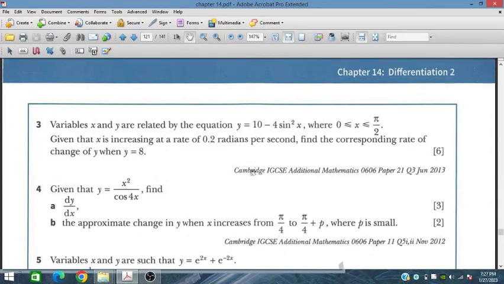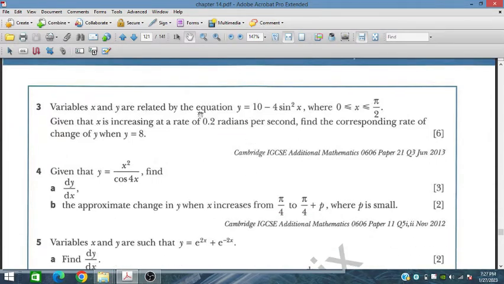Question 3. Variables x and y are related by the equation y is equal to 10 minus 4 sin squared x, where x is from 0 to pi by 2. Given that x is increasing at a rate of 0.2 radians per second, find the corresponding rate of change of y when y is equal to 8. So let's solve this one.